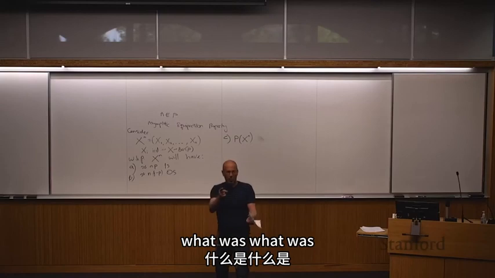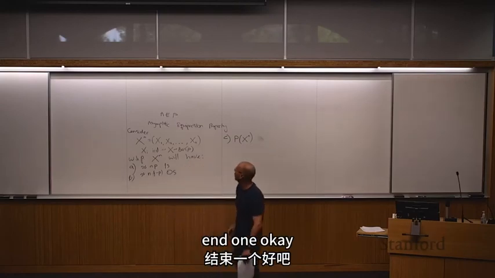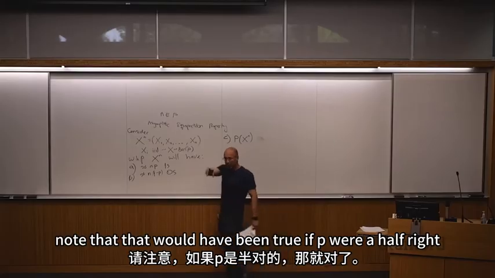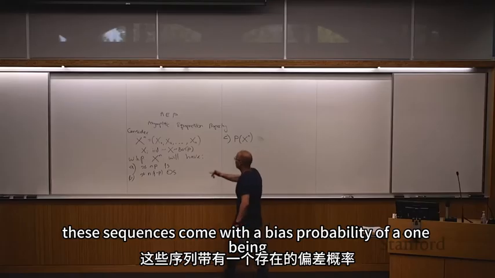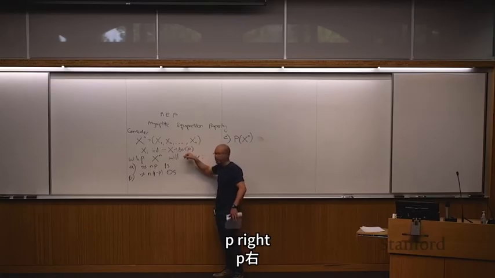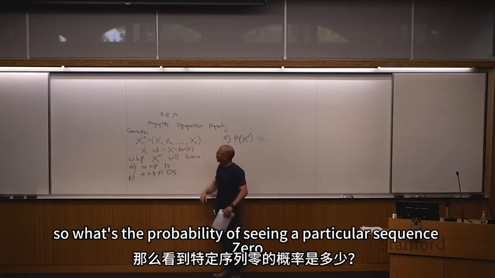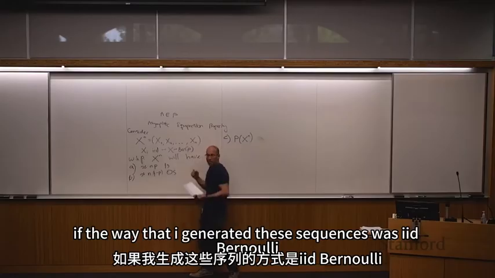One over 2 to the n. Okay, note that would have been true if p were a half. Then all sequences are equally likely, each with probability 1 over 2 to the n. But now these sequences come with a bias, with the probability of a 1 being p. So what's the probability of seeing a particular sequence, 0, 0, 1, 1, 0, 0, 1, 1, if the way that I generated these sequences was IID Bernoulli p?